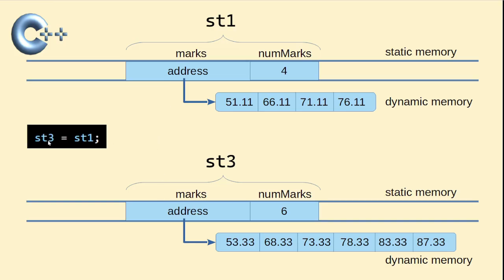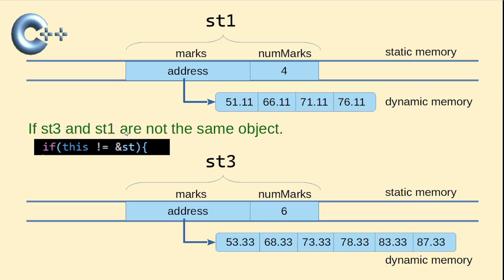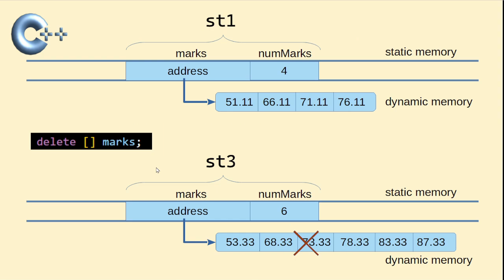Now when we have the copy assignment statement invoked, st3 equals st1, what happens is, if st3 and st1 are not the same, as I told you before, this in that function refers to a pointer to the st3 object, the current object, and st is a reference to st1. So if the address of st and this are not the same, in that case the delete max statement is invoked, which deletes the dynamic memory associated with st3.